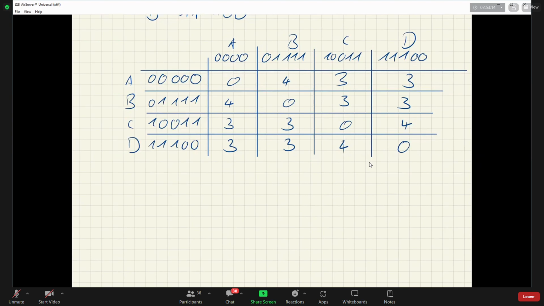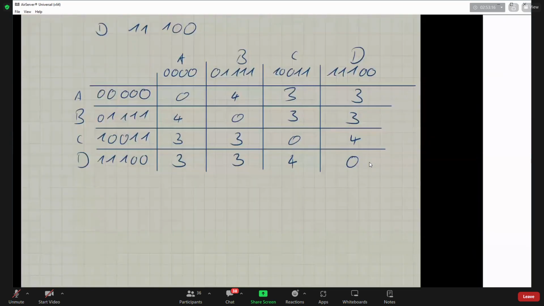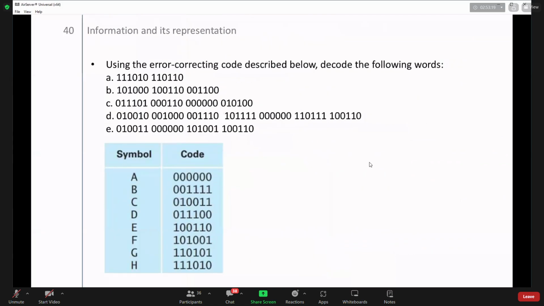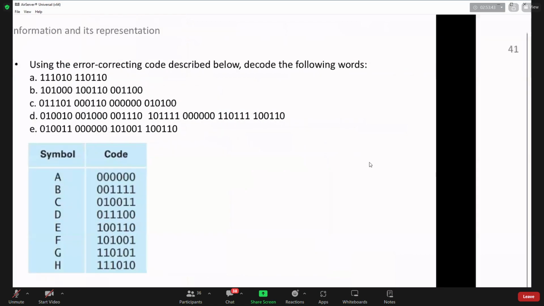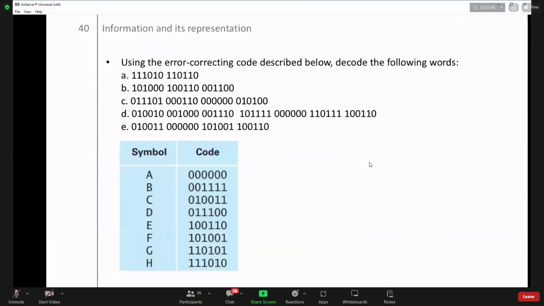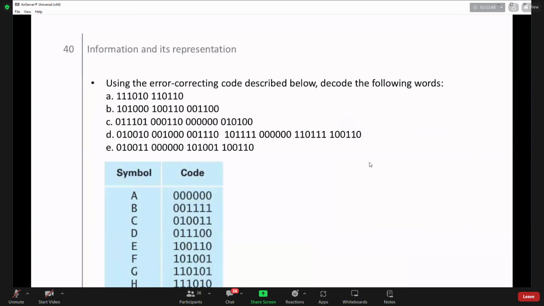And then the last problem for today, you're starting and you are trying to solve the rest by your own till next week. So using the error correction code described below, decode the following words. So we received some bit patterns and we have to decode them. Let me just copy this original table here and paste somewhere.